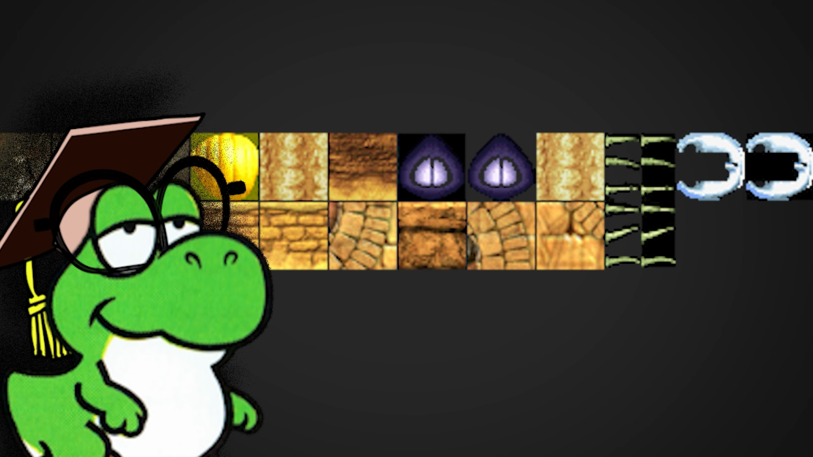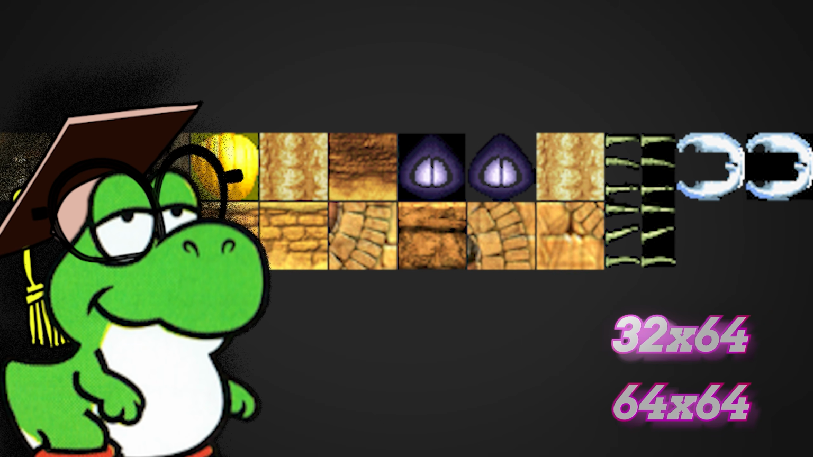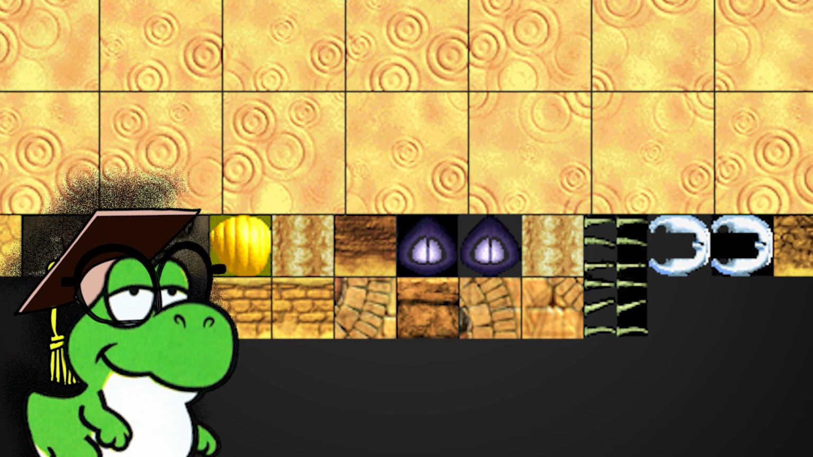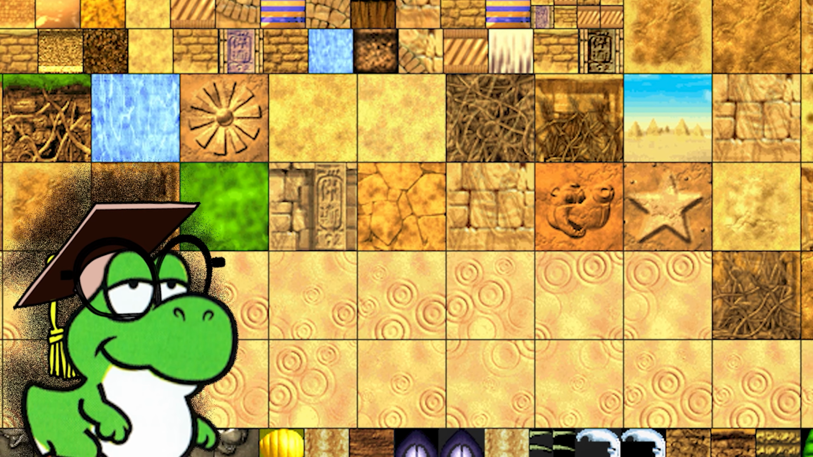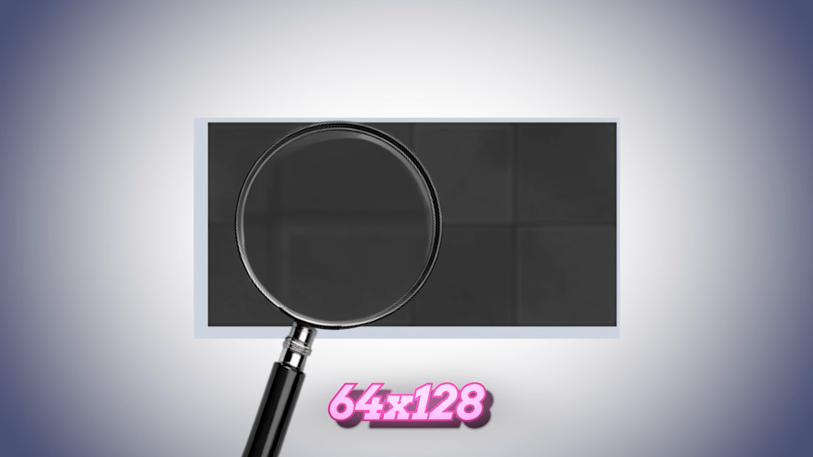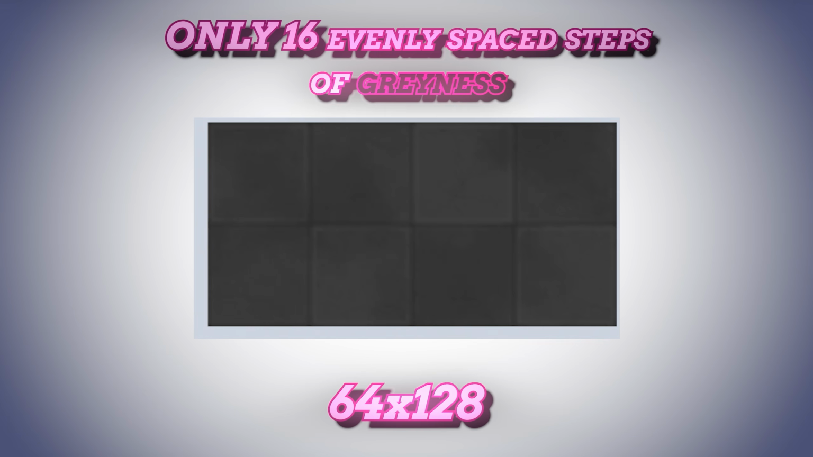Typically on the Nintendo 64, you would see 32x64 or sometimes even 64x64 textures. But the combiner can also be used to get much higher resolution textures looking good. Few people know this, but the Nintendo 64 can actually render 64x128 textures. Look at all these pixels. The only downside is you only get 16 evenly spaced steps of grayness on these. So our texture here would look like this, completely unusable.